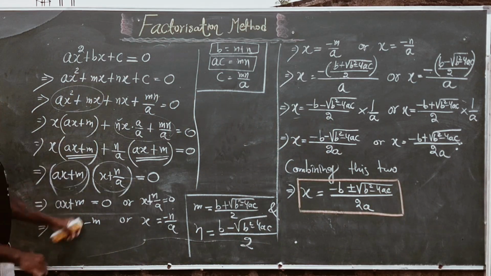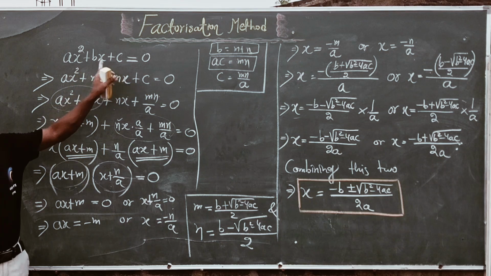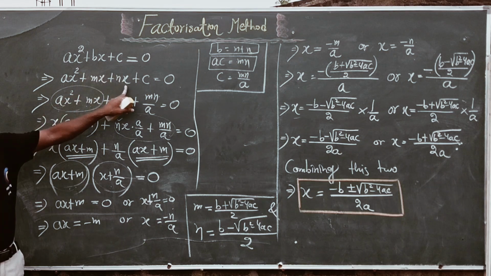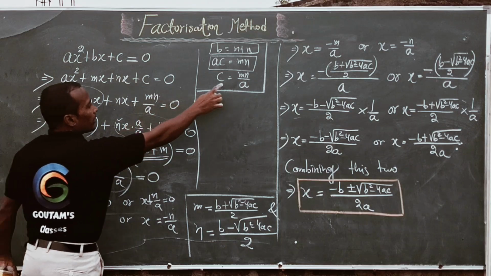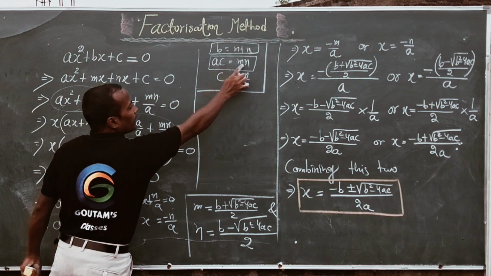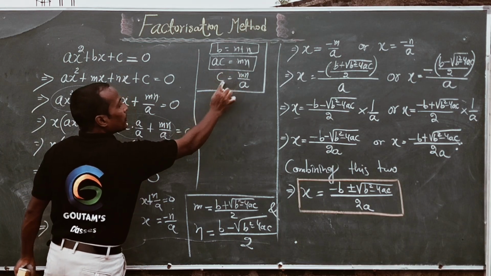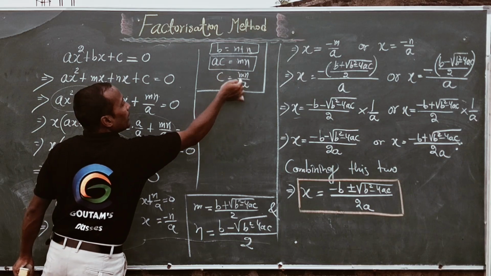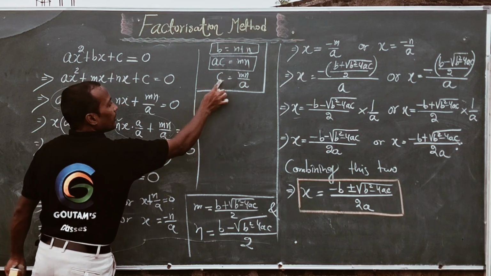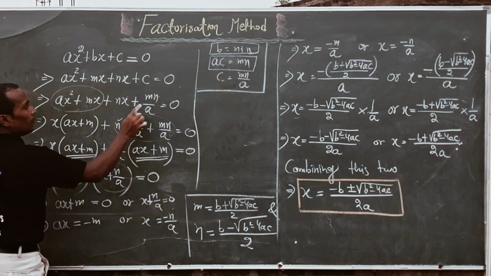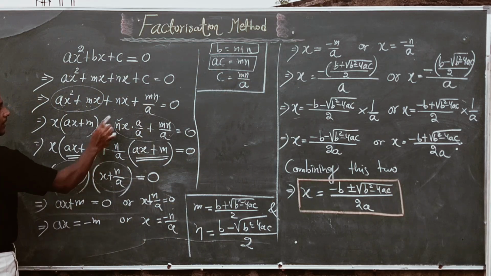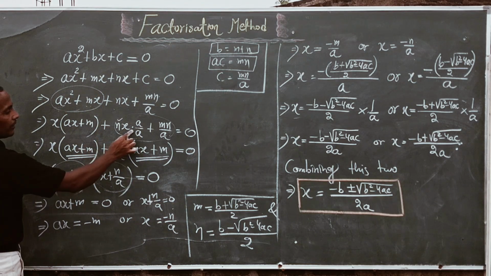So this is our quadratic formula. We started with our standard form of quadratic equation. Then we wrote bx as mx plus nx. Then we wrote c as mn by a. From where we got that? From the relation. We know that m into n has to be a into c. So c is equal to mn by a. That's it. c kept here on left side, a goes to other side. So mn by a you have. So in place of c, I wrote mn by a. And nx is written like this, nx into a by a.